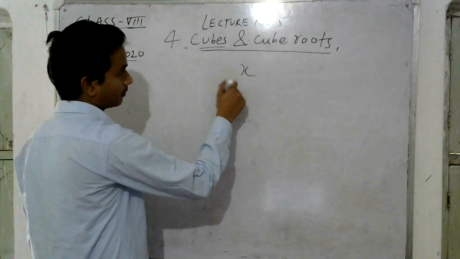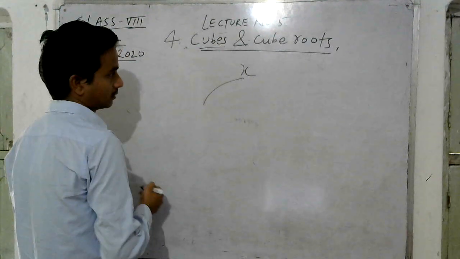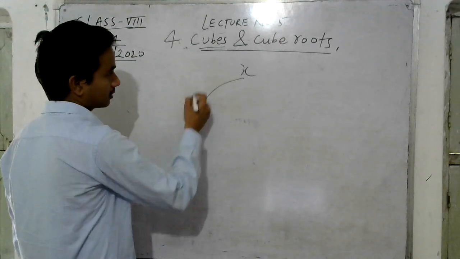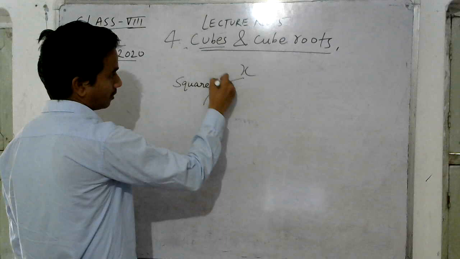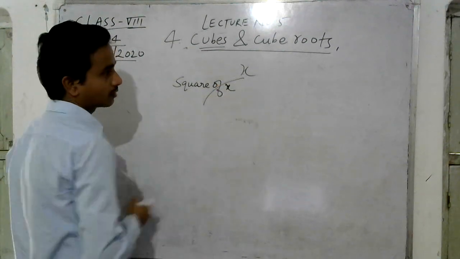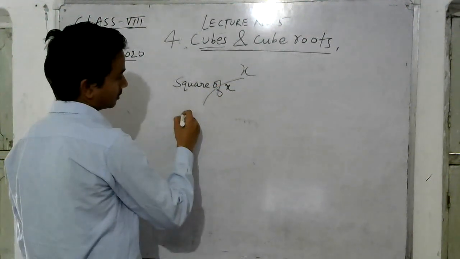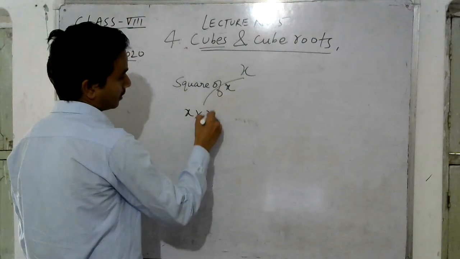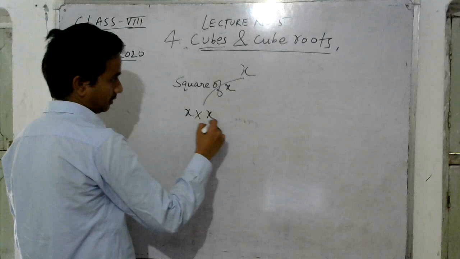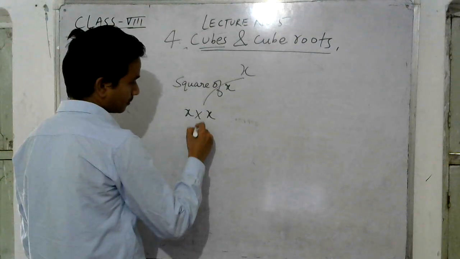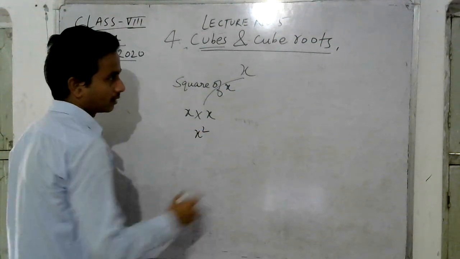If we want to find the square of x, what is the square of x? Square of x is x multiplied with x. How many times? 2 times. And it is denoted by x square.